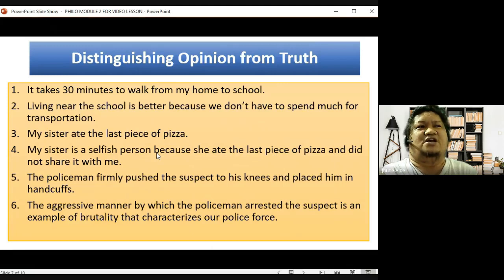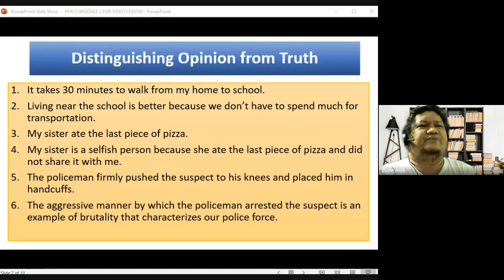So I will give you a clue. There are three statements here that are opinions and three are truth. I will give you time to choose. All right. So I know you have already chosen your answers. So ito, which are opinion and which are facts or truth.